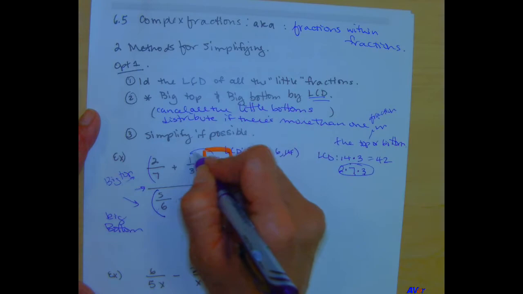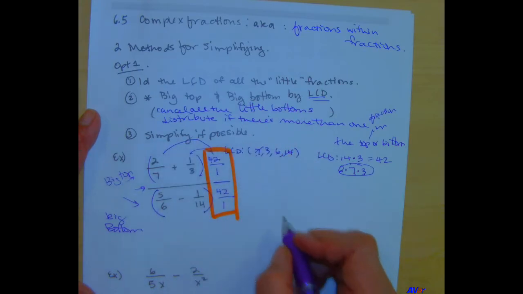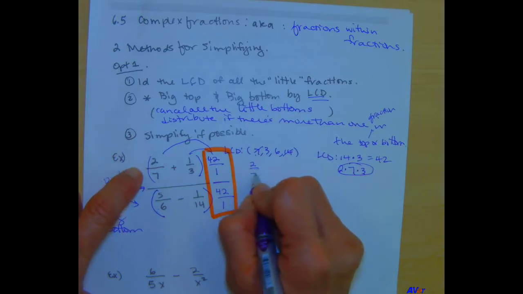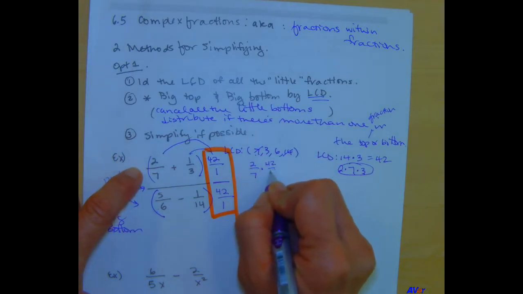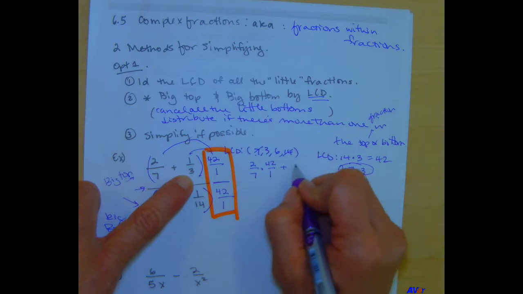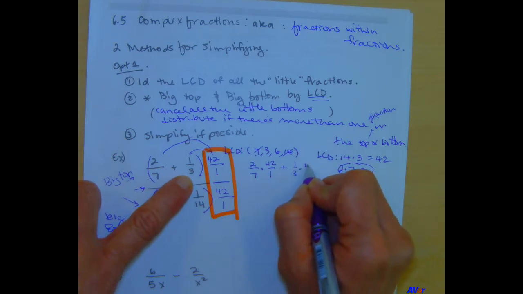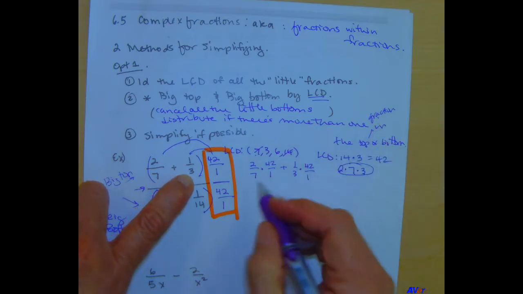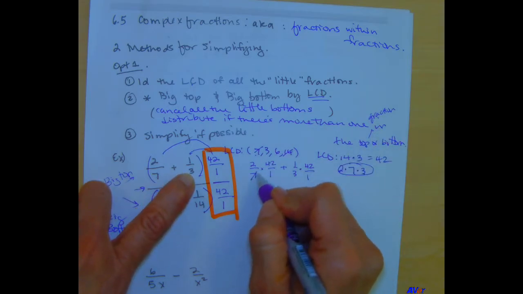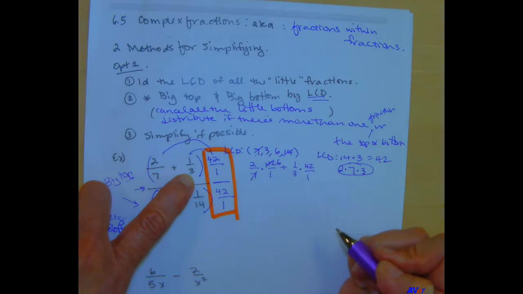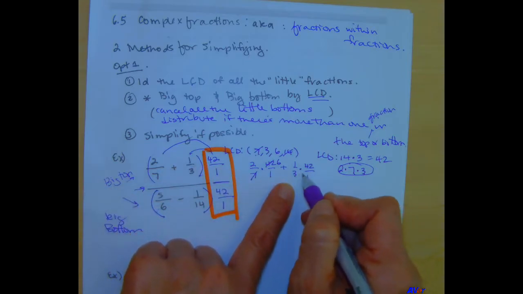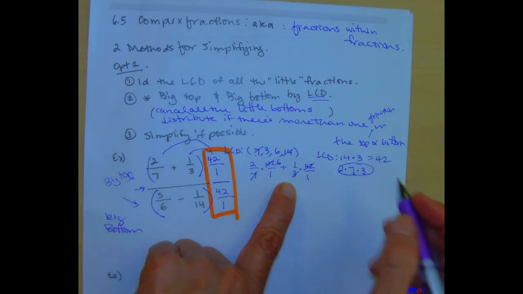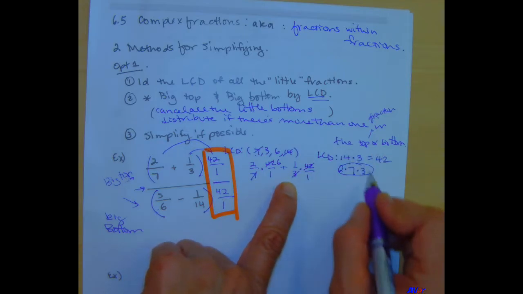Okay. So now on the top, the 42 over 1 multiplies in. I'm going to do a little gory detail here. So I'm going to have 2 over 7 times 42 over 1, and then plus 1/3 times 42 over 1. Just focusing here on the big top, right? The 7 and the 42 cancel, leaving behind a 6. The 3 and the 42 leave behind a 14. There it is right there.